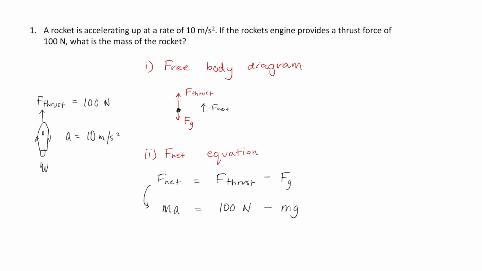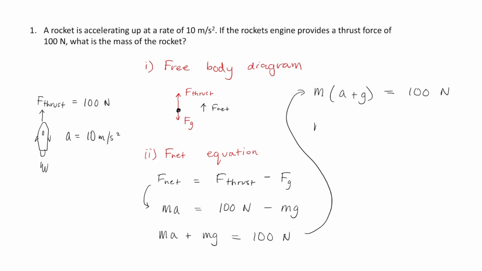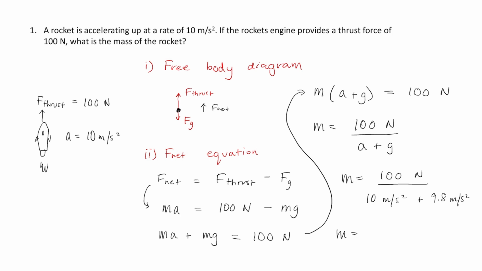And now we want to solve for the rocket's mass. So let's move all the terms that have the mass variable onto the left side. Now all we need to do is pull the mass out as a common factor, and then rearrange and isolate for the mass. And now we can plug in our values and solve. And what we find is that the mass of the rocket is about 5.1 kilograms. And that's the answer to our first question.